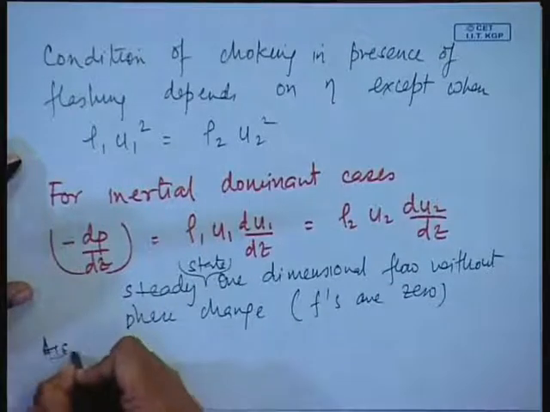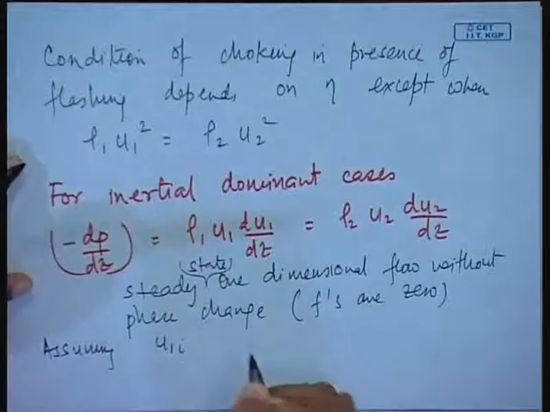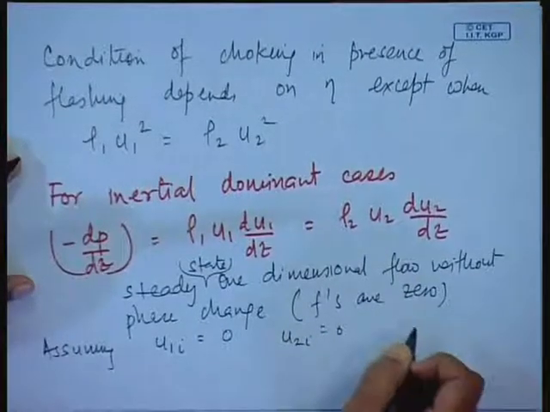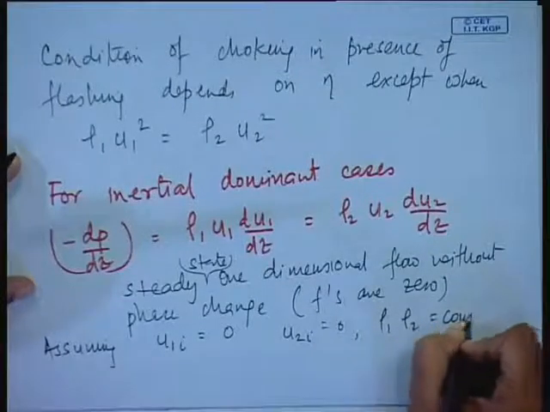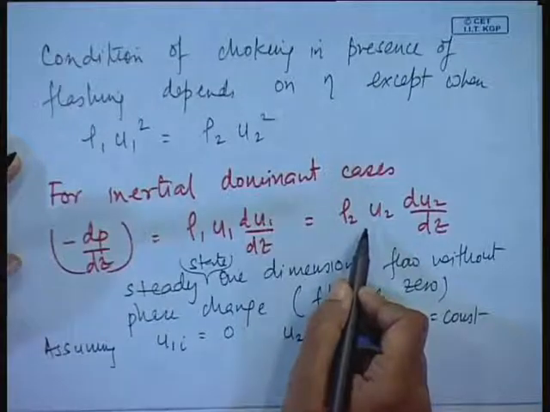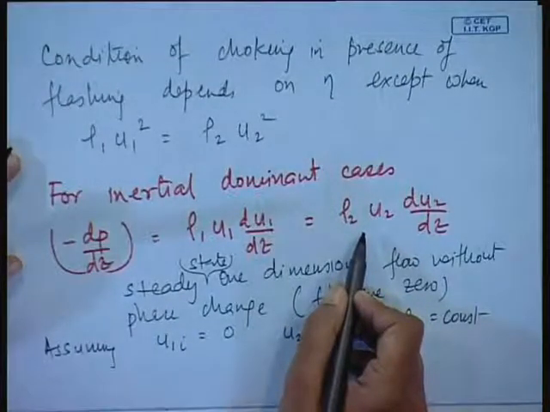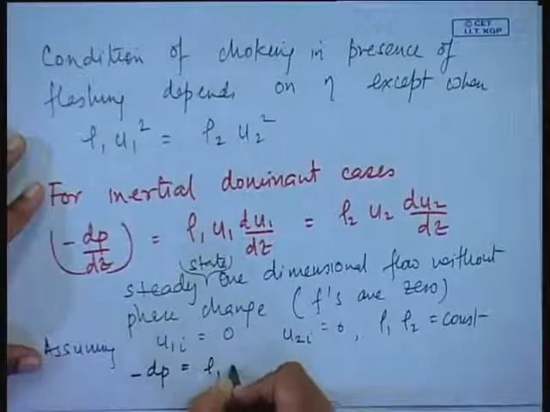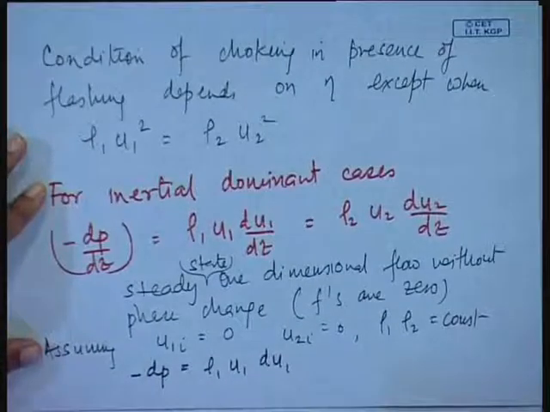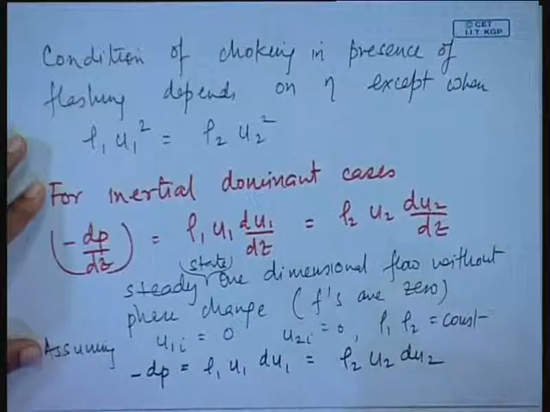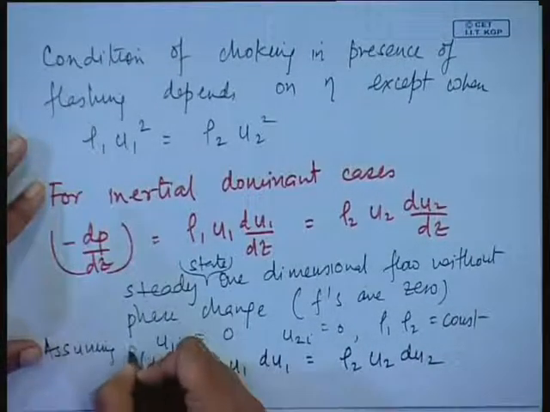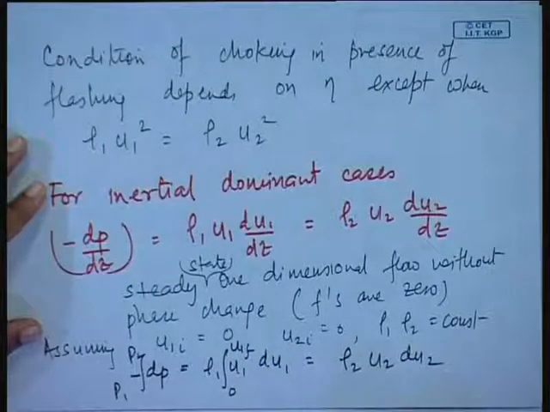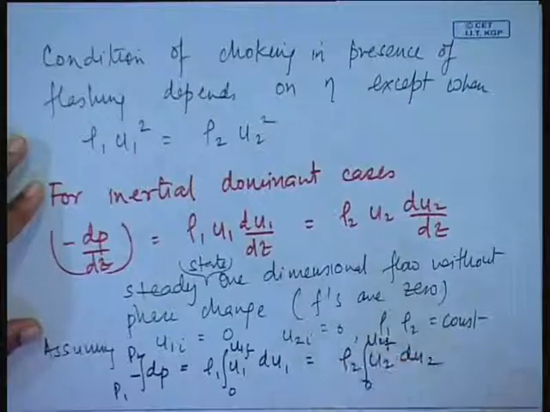Now, assuming u 1 initial is equal to a very low velocity, 0, and u 2 initial equals 0, and rho 1, rho 2 equal to constant, it is very easy to integrate this particular equation, is not it? So, under that situation, what do we get? We simply get minus d p equals rho 1 u 1 d u 1, which is equal to rho 2 u 2 d u 2, very correct? This is from p 1 to p 2, or delta p, agreed? This will be from 0 to u 1 final, and this will again be 0 to u 2 final.